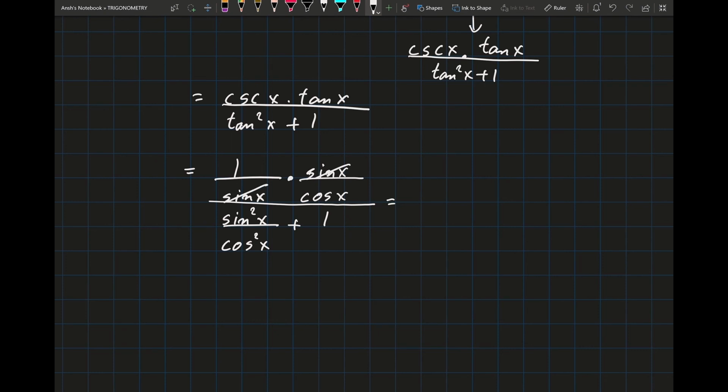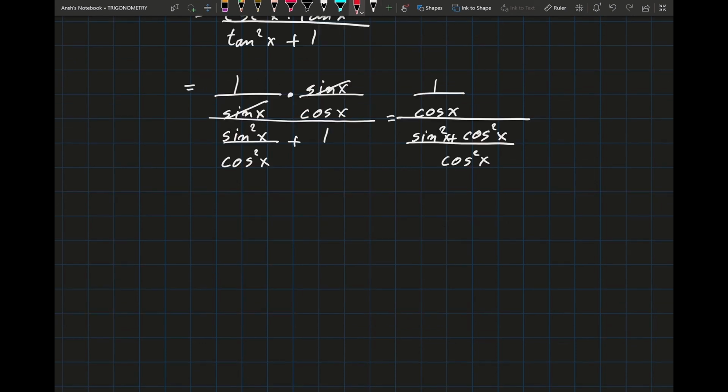Sine would cancel out. We'll be left with 1 over cos x over sine square x plus cos square x divided by cos square x. Just a recall point, sine square x plus cos square x is actually 1. So I can write it as 1 divided by cos x divided by 1 divided by cos square x.